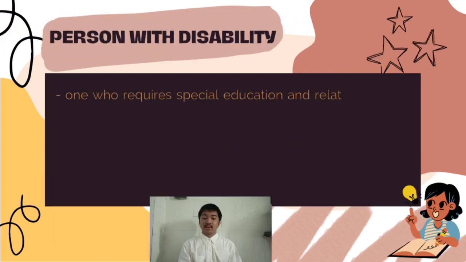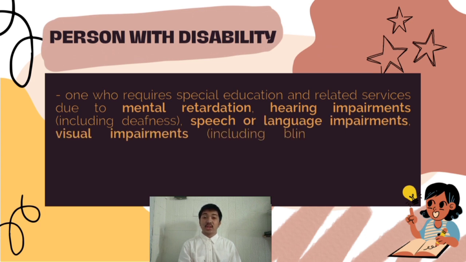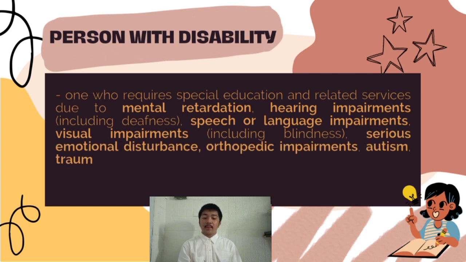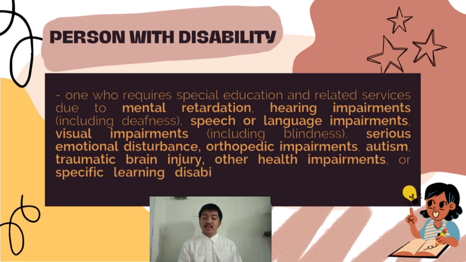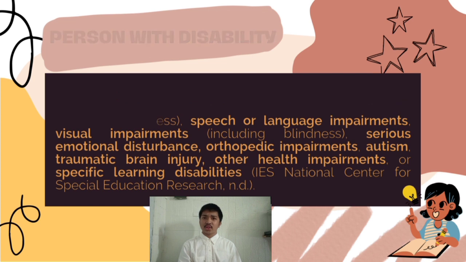Person with disability. The Individuals with Disabilities Education Improvement Act of 2004 defines a child with a disability as one who requires special education and related services due to mental retardation, hearing impairments, speech or language impairments, visual impairments, serious emotional disturbance, orthopedic impairments, autism, traumatic brain injury, other health impairments, or specific learning disabilities.